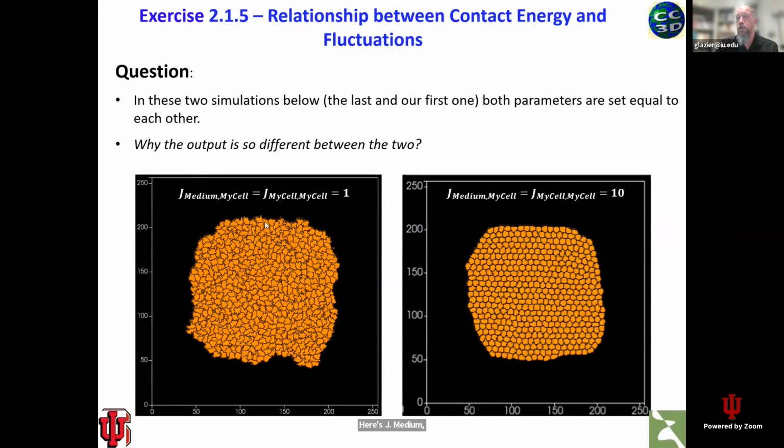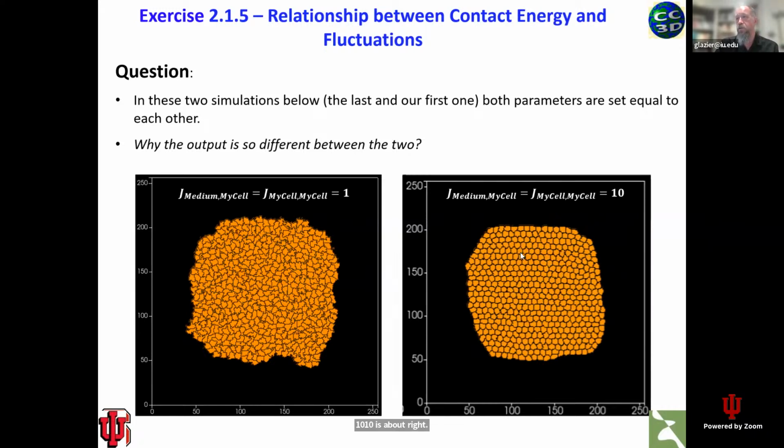The boundaries with medium are very rough. The boundaries between cells are very rough. 10 and 10, they're not completely smooth, but you're also seeing that preferential alignment along the lattice orientations, which is something you don't want. 10-10 is about right.